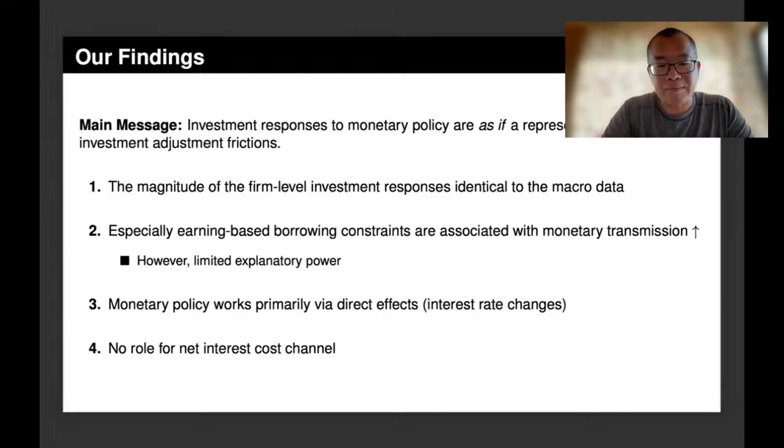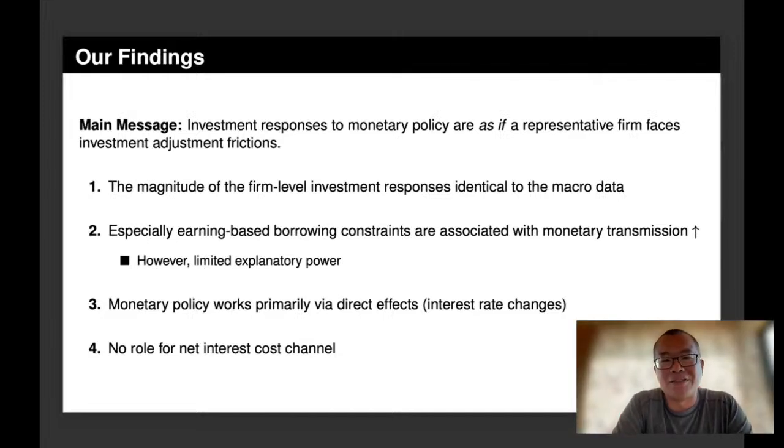To tell you the key findings in a nutshell, basically our finding says that the investment responses to monetary policy, according to the universe of Norwegian firms, are as if from a representative firm's investment behavior. That is, applying a HANK model to the whole economy does not give us much add-on to our results. And for the existing theories, only one theory stands out to give us a significant contribution to the firm's investment response to monetary policy. That is the so-called earnings-based borrowing constraint, but the explanatory power is limited.